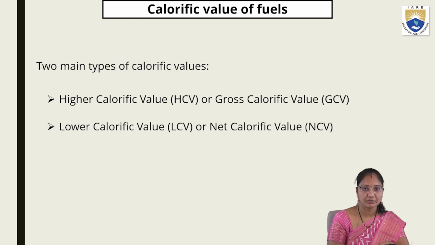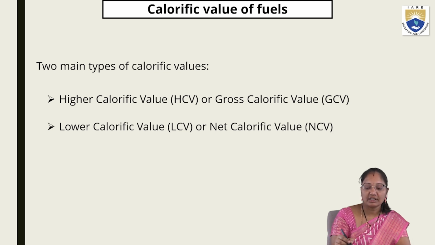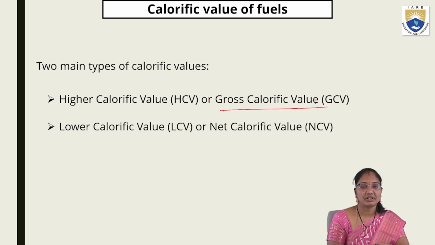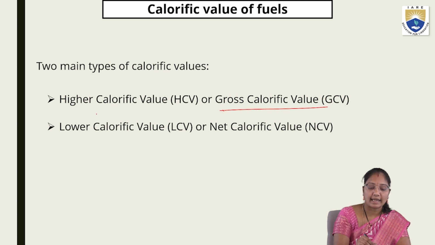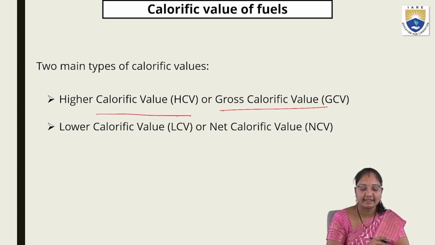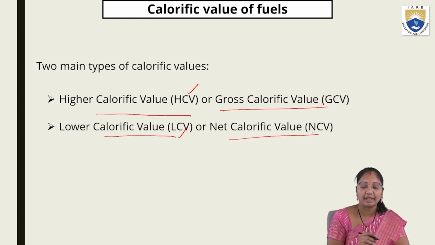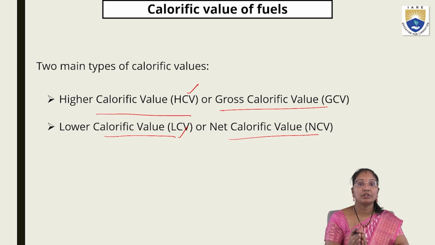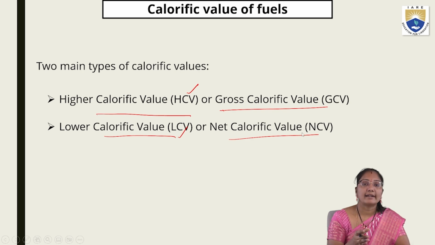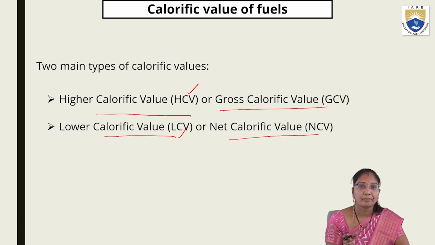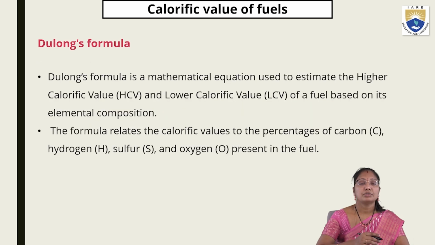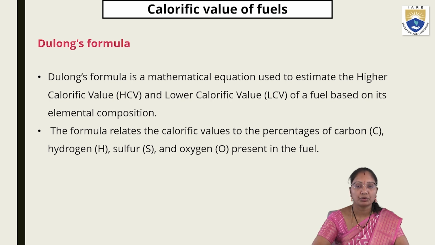There are two types of calorific value: GCV and LCV. GCV is the gross calorific value, also called the higher calorific value, HCV, and LCV is the lower calorific value, or net calorific value, NCV. So the higher calorific value is also called gross, and the lower is also called net. So HCV or gross, and LCV or net.